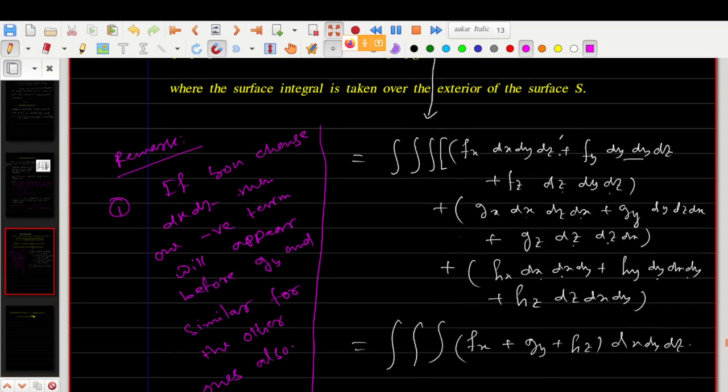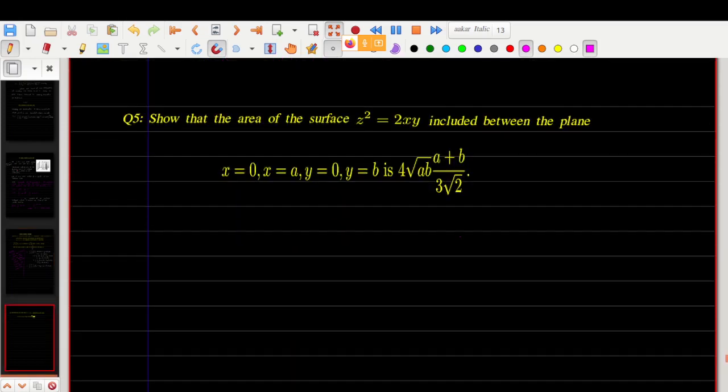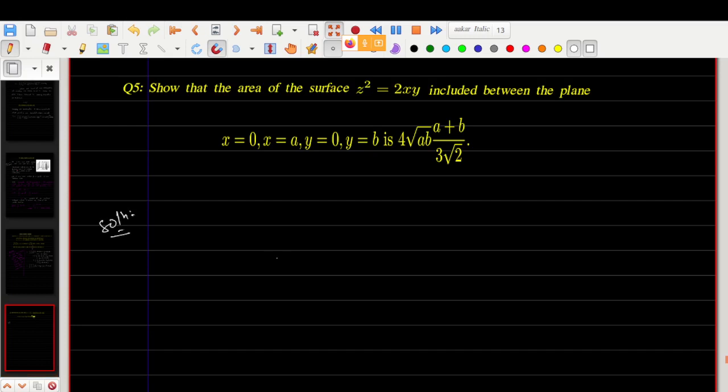Anyway, let me show you some application of surface integral. Then we shall end this topic. So let me solve a problem on surface integration. The area of the surface included between the planes x equals 0 to a, obviously a, b are positive. Otherwise you will get confused. In fact, the surface area will be hectic because you will not be able to take the square root. Anyway, the surface is given by z square equals 2xy and the region is x from 0 to a, y from 0 to b, that is in the first quadrant. It means you can write z as square root of 2xy, because x and y are positive on the given surface.